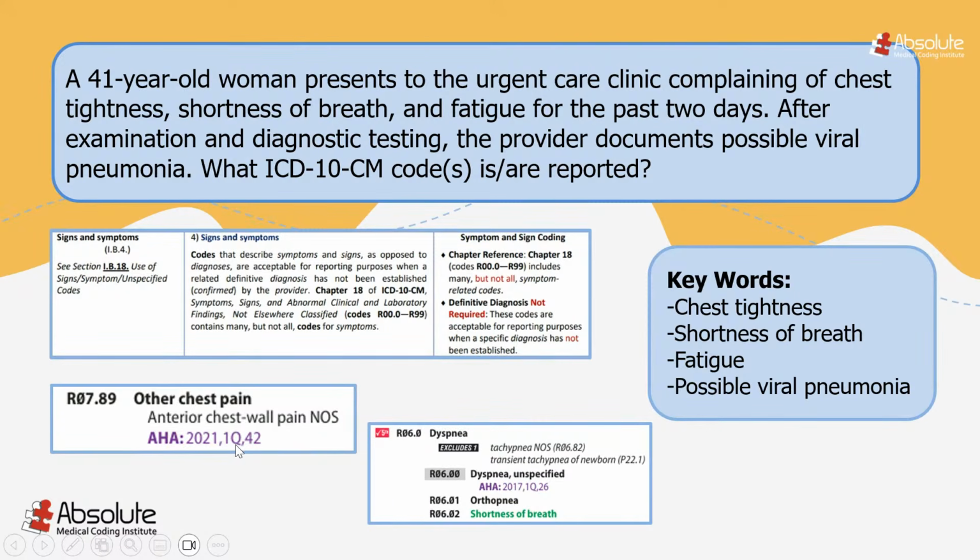We also are going to have our shortness of breath code, which is going to be R06.02. And then we are also going to code for the fatigue. And so that is going to be this R53.83, and that is going to be our fatigue not otherwise specified. And so those are the three codes we are going to be coding.